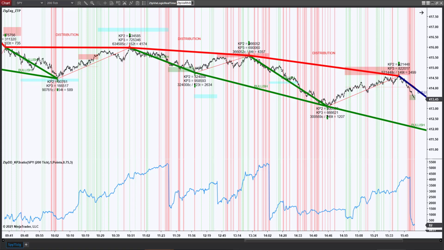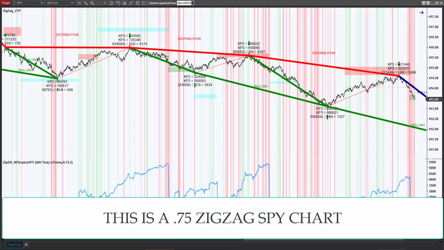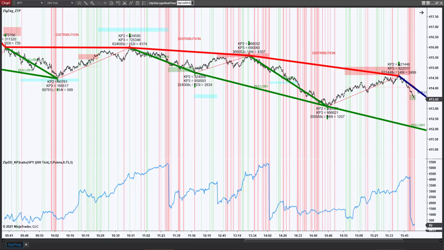Now, if you are new to ZoneTrader Pro, what ZoneTrader Pro does is something completely different than other software. What we are able to do is analyze the amount of support and resistance through limit orders. And those are limit orders that are filled.